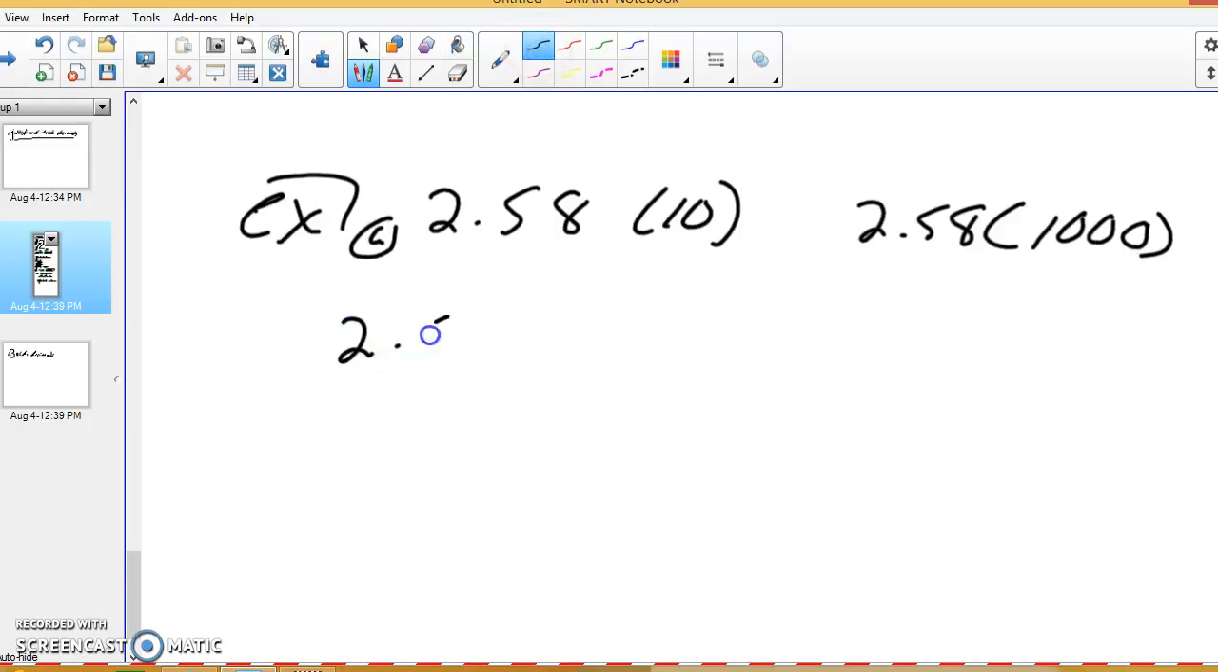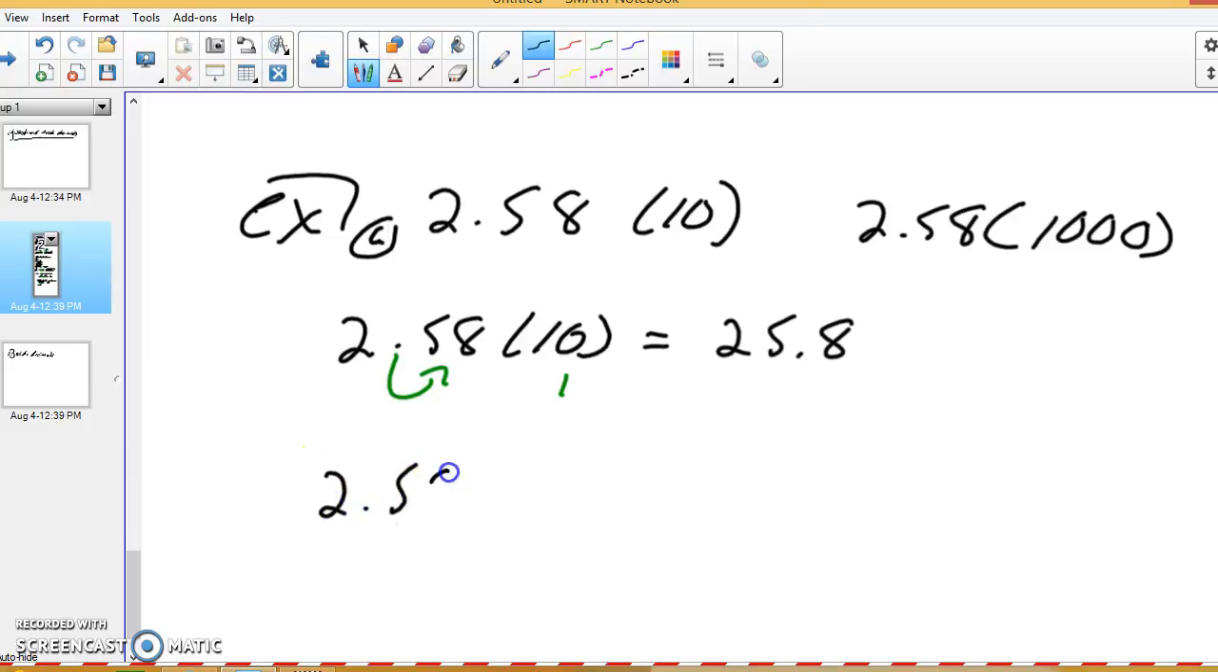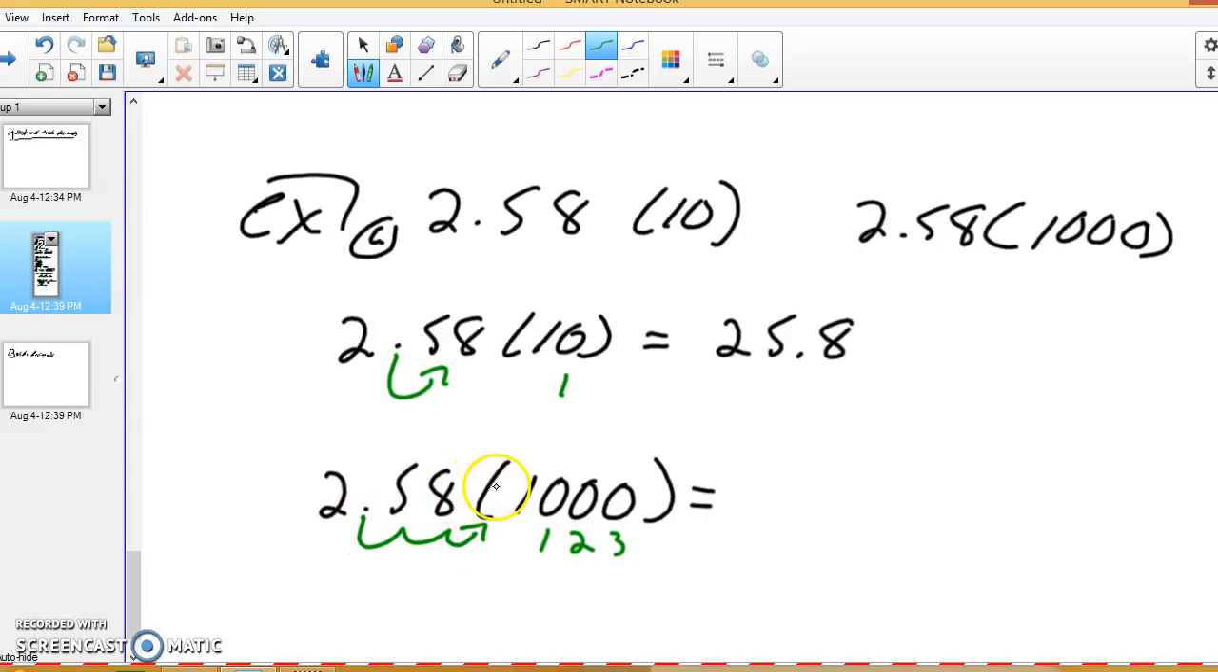Okay, so we have 2.58 multiplied by 10. Again, we have 1 zero, so we're going to move the decimal place 1 spot. 25.8. Simple enough. Then 2.58, now we're multiplying it by 1,000. Well, we have 3 zeros, so we're going to move it 3 spots. So what happens if we're adding another spot? Well, you just simply add a placeholder 0 right there. So 2.58 times 1,000 is 2,580.